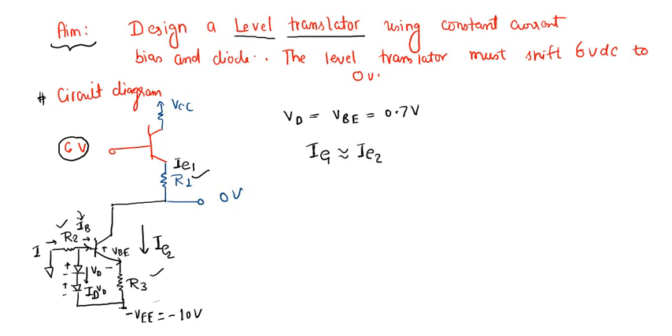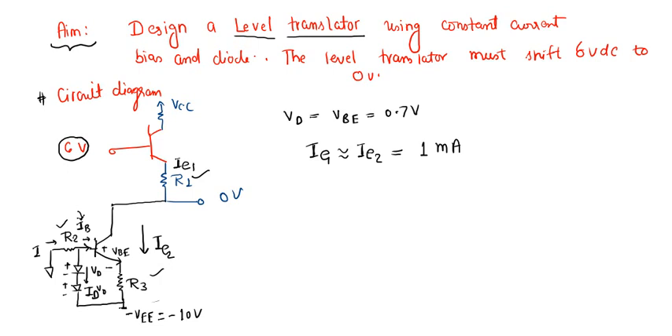And our aim is that we can always choose our values of R1, R2 and R3 so that we get a desired amount of emitter current. Here we assume that our IE1 and IE2 are 1 milliampere. It will make the calculations very easy. We will see it later.